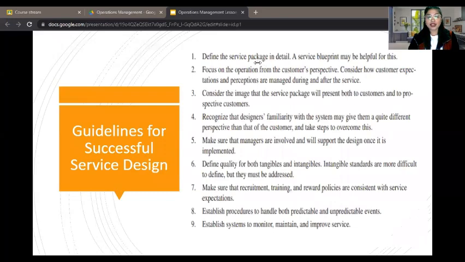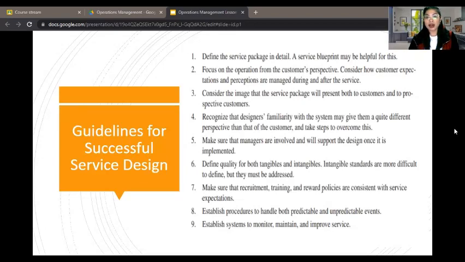These are the guidelines for successful service design. First is to define the service package in detail. A service blueprint may be helpful for this. Second is to focus on the operation from the customer's perspective. Consider how customer expectations and perceptions are managed during and after the service. Next is to consider the image that the service package will present both to customers and to prospective customers. Fourth, recognize that the designer's familiarity with the system may give them a quite different perspective than that of the customer, and take steps to overcome this.